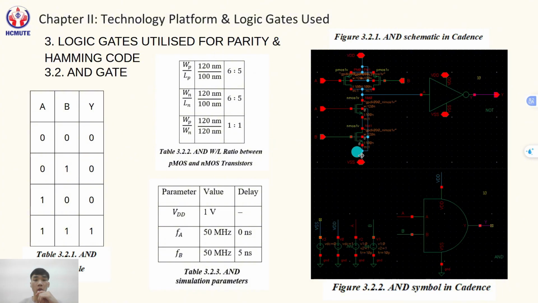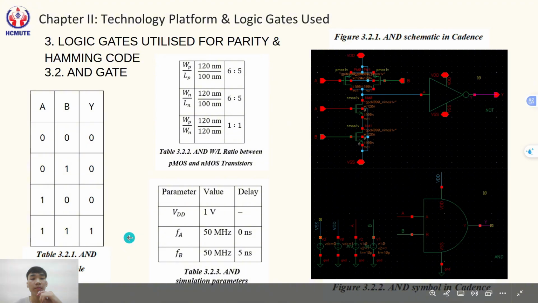network. When both A and B are on, both NMOS conduct and both PMOS are off, so the intermediate node is pulled down. But for any other input combination, at least one PMOS conducts, connecting the intermediate node to VDD, and then the inverter will yield the final output Y. Y equals 1 only when both A and B are 1. This matches the truth table of the AND gate shown in table 3.2.1.